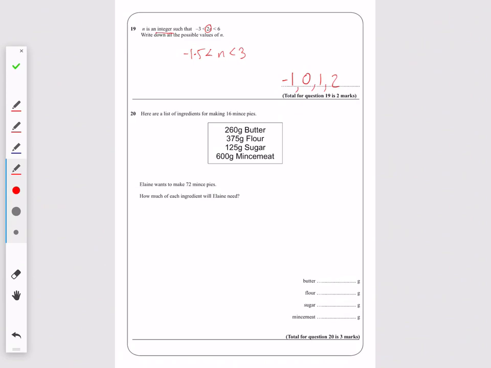And it's got to be less than 3. So the biggest number less than 3 is 2. So minus 1, 0, 1, and 2.